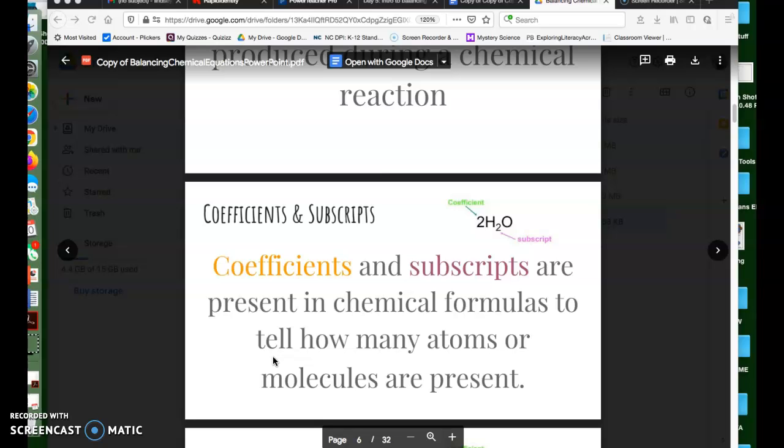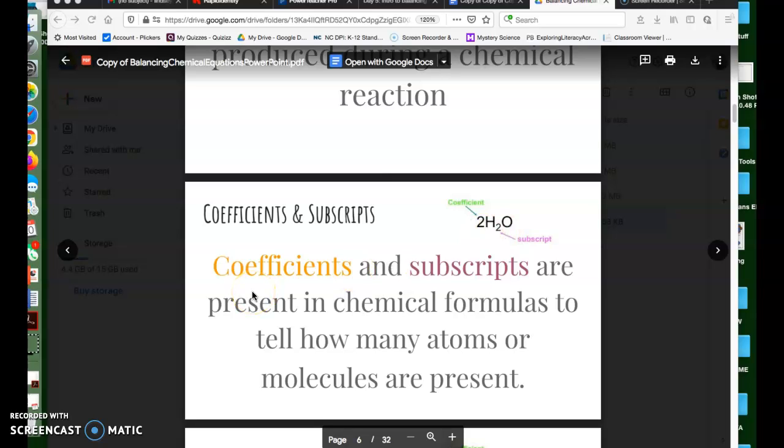We already learned about coefficients and subscripts. Coefficients are the big numbers, like right here on my slide, the big 2. My subscripts are the little numbers, and they're below the line. There's a name for the line, but I can't remember it right now. They're right below or beside the letters or the elements.